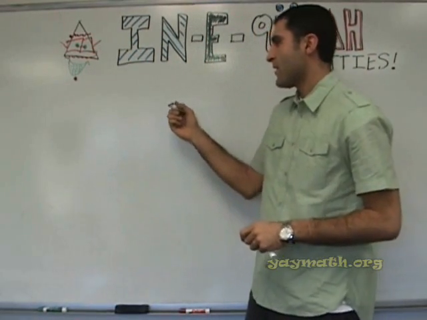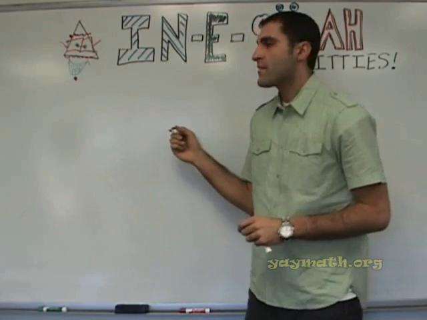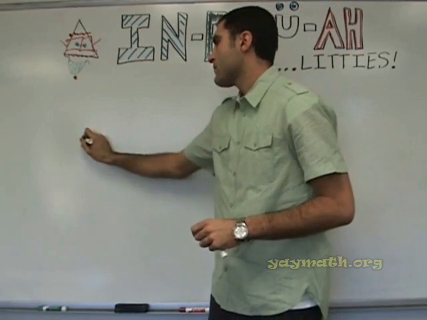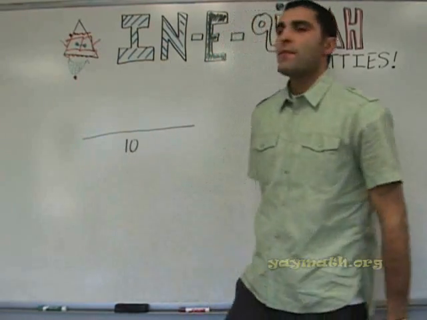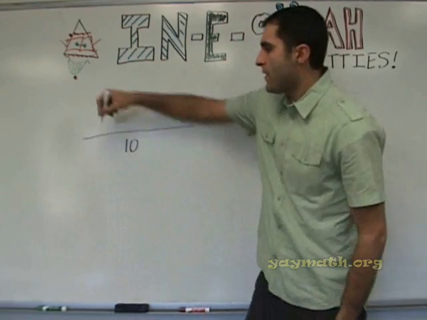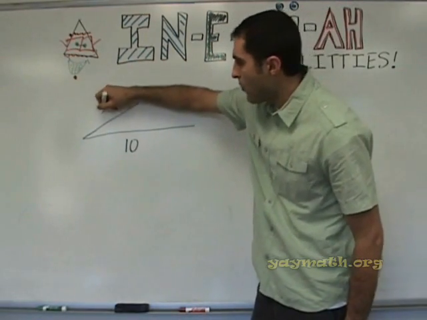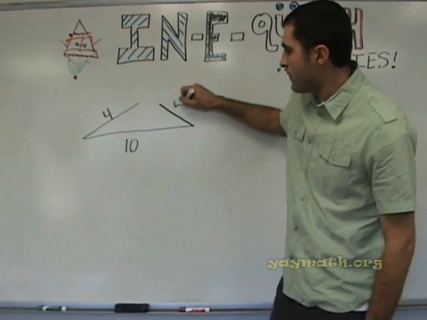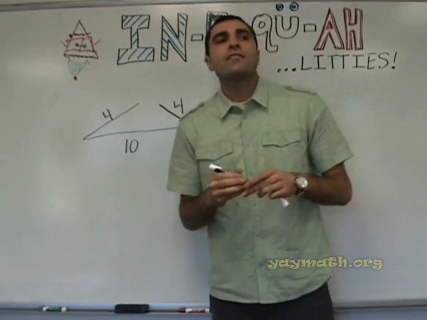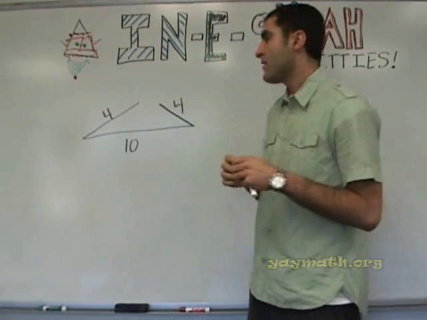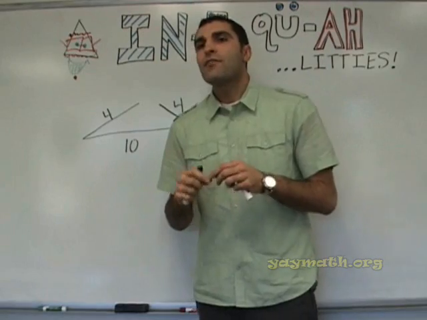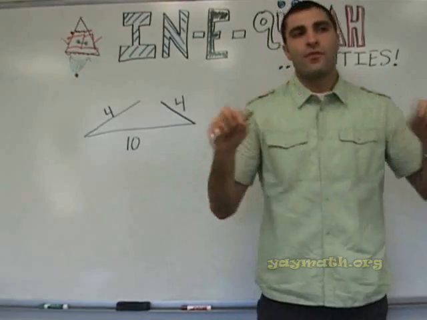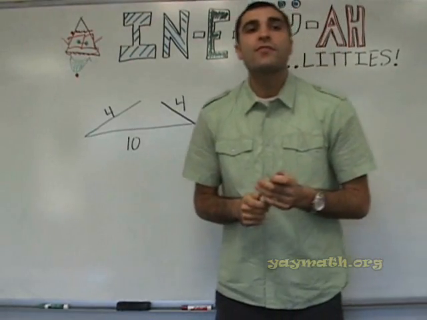Okay. Next one. Let's think about sides of a triangle. All right. Let's say you have a triangle where the base is 10. And then you have a leg that's, let's say, 4. And then you have another leg that's 4 again. Could I make a triangle with sides 10, 4, and 4? If I gave you pieces of string, one was 10 inches, one was 4 inches, one was 4 inches, could you make a triangle with those 3?